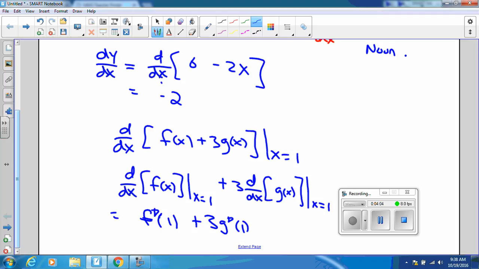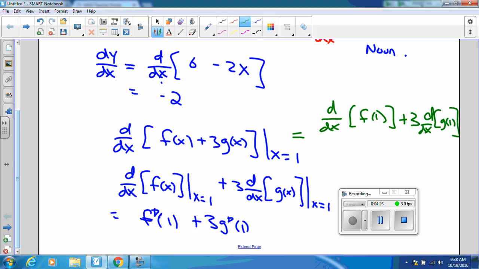Look at the notation carefully here, because there were several things that people were doing that were not equivalent to this. And the biggest one that I saw is we do not want to write d/dx of f of 1 plus 3 d/dx of g of 1. And the reason we don't want to write this is that f of 1 is actually a fixed point. It is a constant. It is a number. And it has no rate of change.